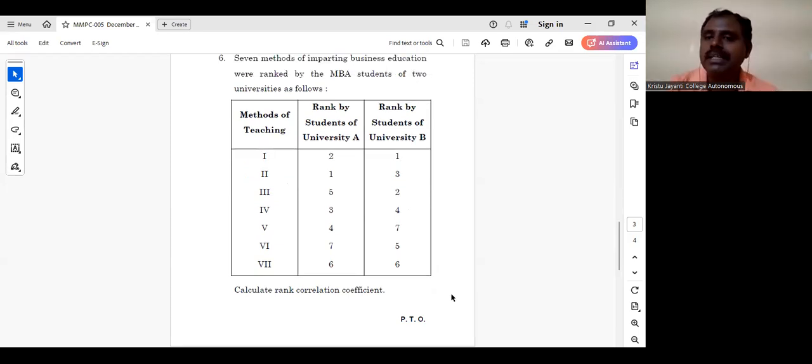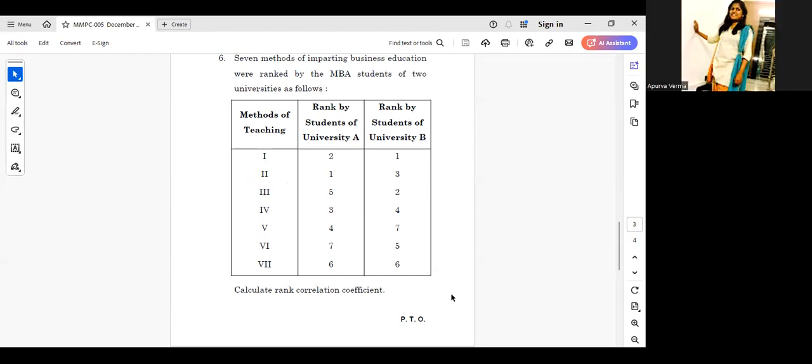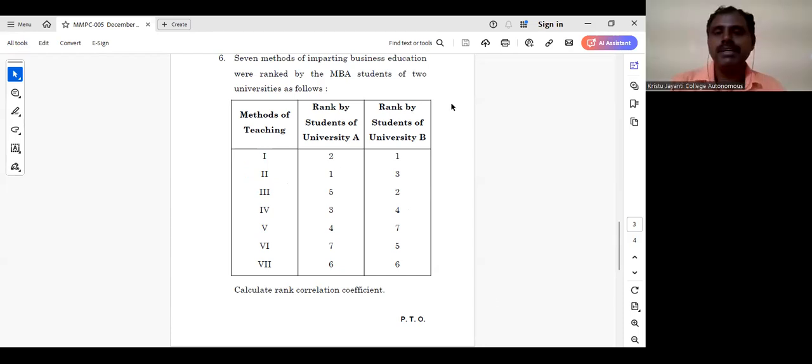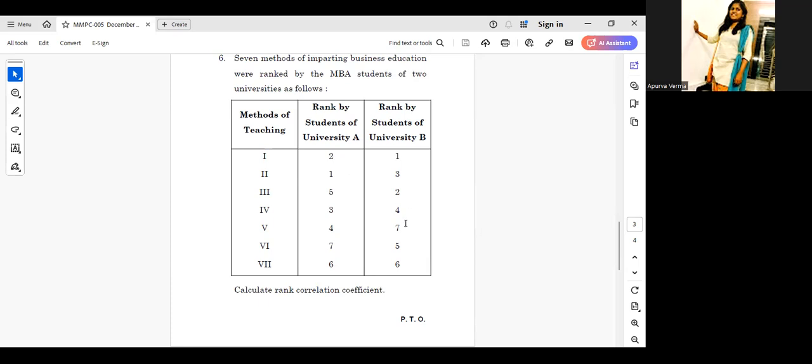This problem, do you remember the last class I explained? The Spearman's rank correlation. I said in the Spearman's rank correlation, there are 3 methods. First method, the values will be given and you have to assign the rank. Second method, ranks will be given directly. And third method, ranks or values will be repeated. You can see whether any repetitions are there. No repetitions.